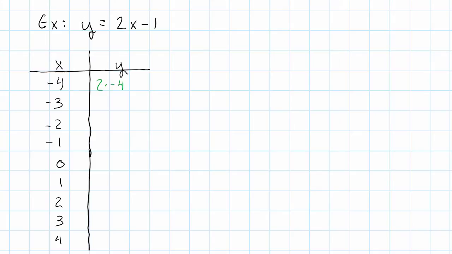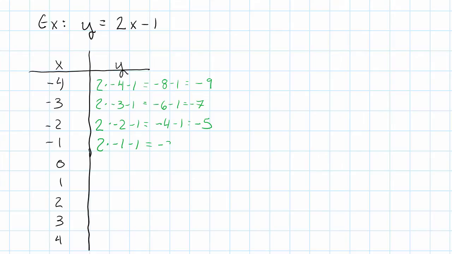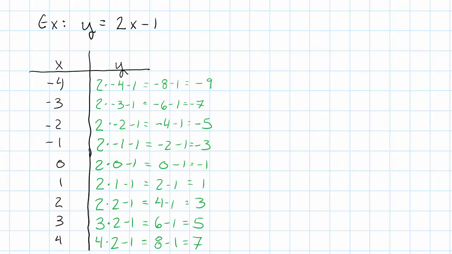2 times x, 2 times negative 4 is negative 8, minus 1 is negative 9. 2 times negative 3 minus 1, that's negative 6 minus 1, that's negative 7. 2 times negative 2 minus 1, that's negative 4 minus 1, that's negative 5. 2 times negative 1 minus 1, that's negative 2 minus 1, that's negative 3, and so on.